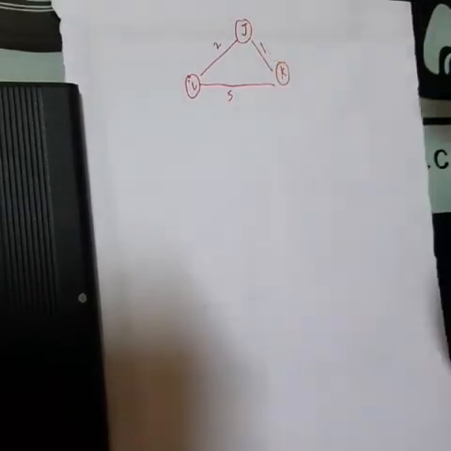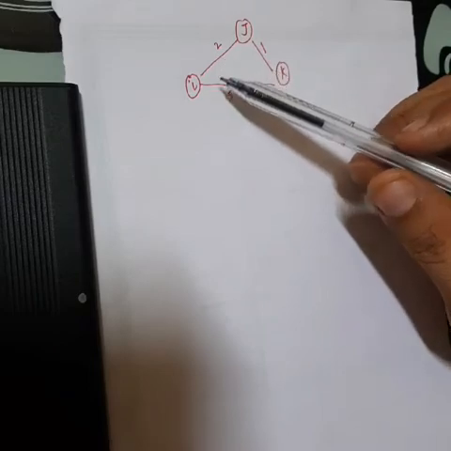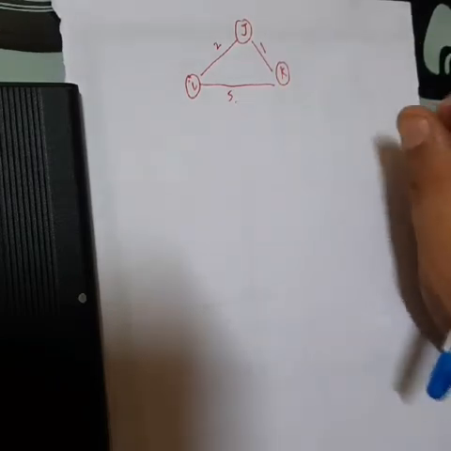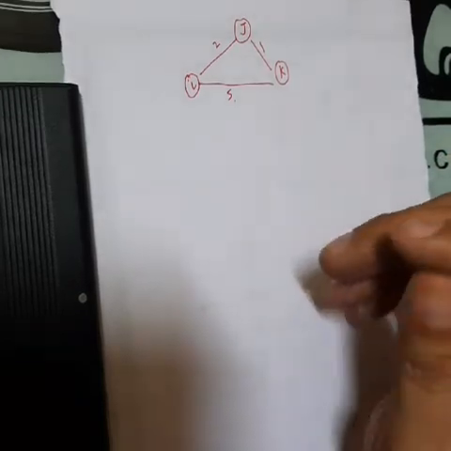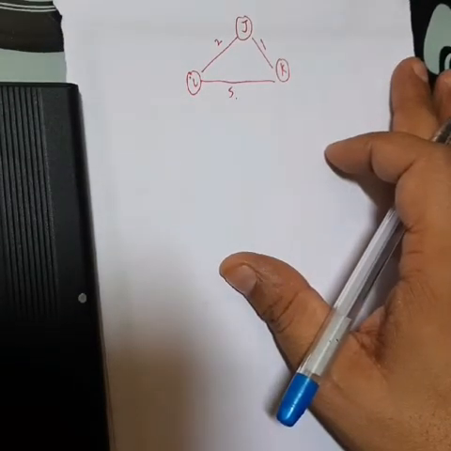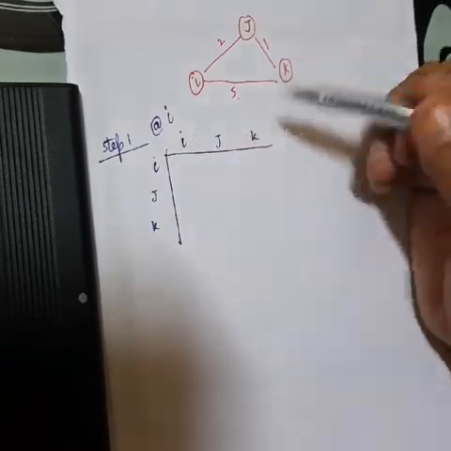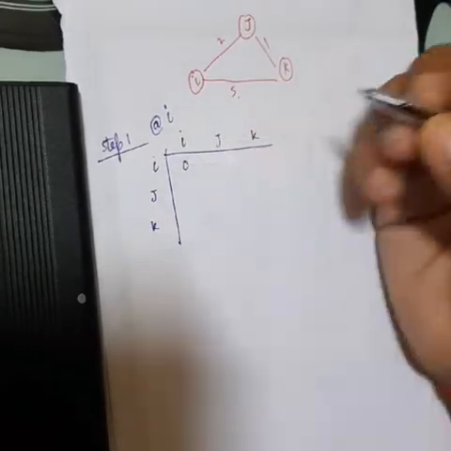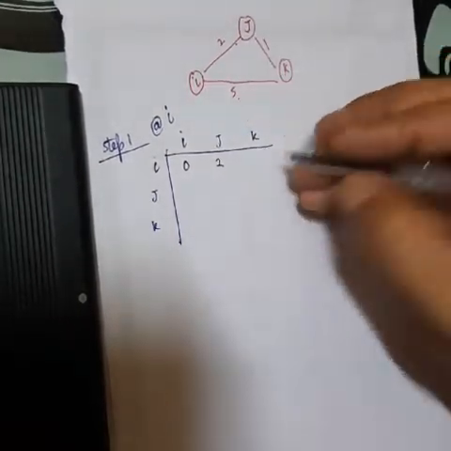In this network there are three nodes, i, j and k, with cost values on the edges: i to j is 2, j to k is 1, and k to i is 5 respectively. Now comes the first step, and according to the algorithm, in the first step we find the local cost of each node. So at i, the local cost is: i to i is 0, i to j is 2, and i to k is 5.